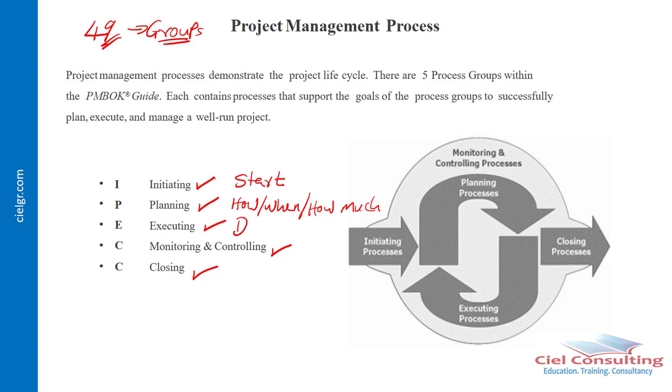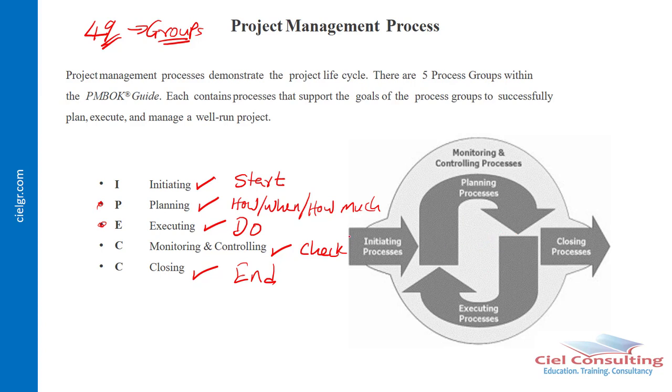During the executing, that's when we do. So this is more like the implementation stage of the project. Monitoring and controlling is where we check. We're basically checking what we have in the plan against the data we're gathering in the course of the executing. And then, of course, once we are done, you bring the project to an end. And that's exactly what the closing process group here refers to. So this is typically how these process groups interact within the project.